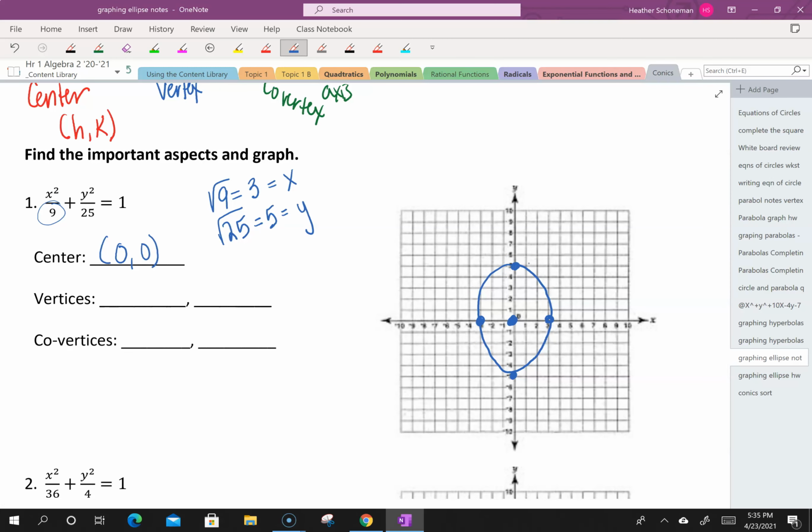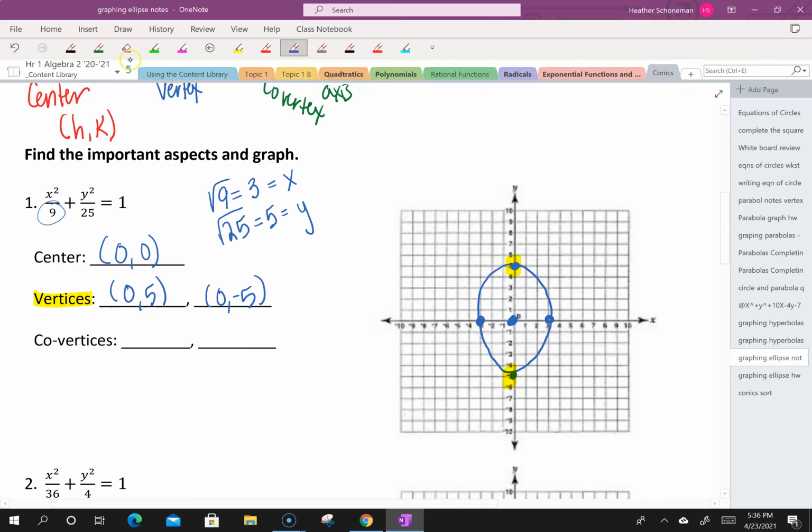Now, the vertices, there's two different pairs. There's the vertices and the co-vertices. The vertices have to go with the major axis, the one that is longer. So it's longer up and down. So the top and bottom are the vertices. So my vertices would be (0, 5) and (0, -5).